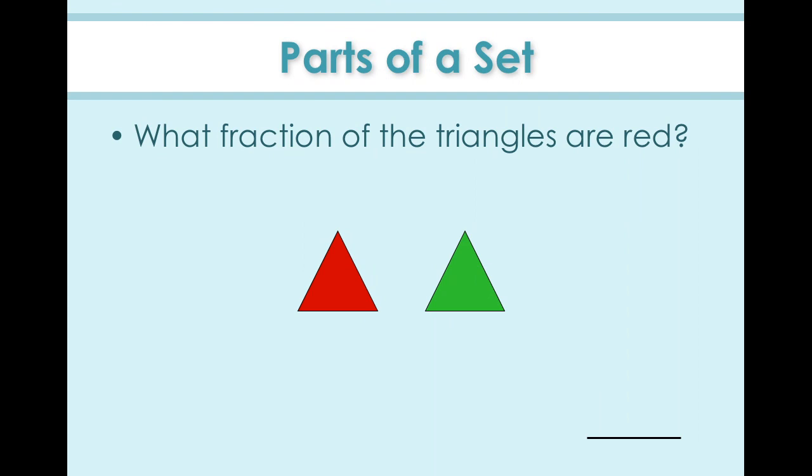What fraction of the triangles are red? Again, we have a group of objects. We have triangles, right? Now we need to find the fraction for the red triangle. So, how many red triangles do we have? Only 1. And how many triangles do we have in all? 2. The fraction for this set is 1/2 of red triangles.